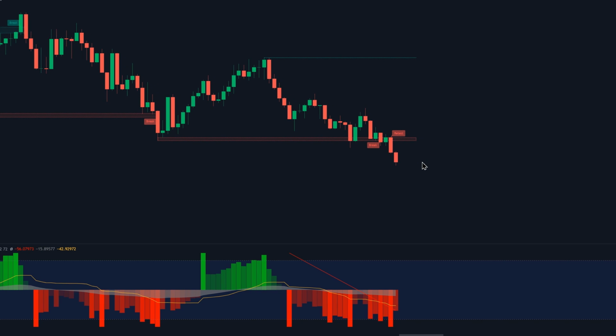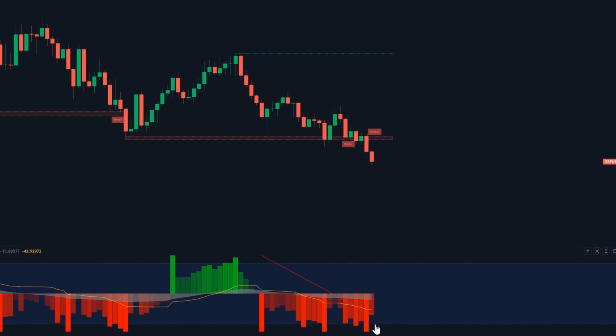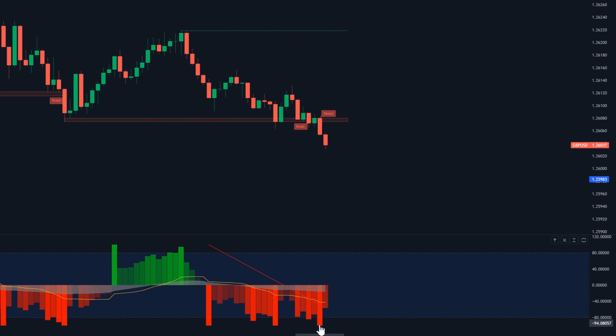The last condition is to confirm that this retest candle has a strong enough bearish momentum to push the price in the direction of our trade. For that, we just look at this oscillator value down here. This histogram bar needs to close under the minus 80 level, and as you can see here, it did exactly that. So this is a valid trade.